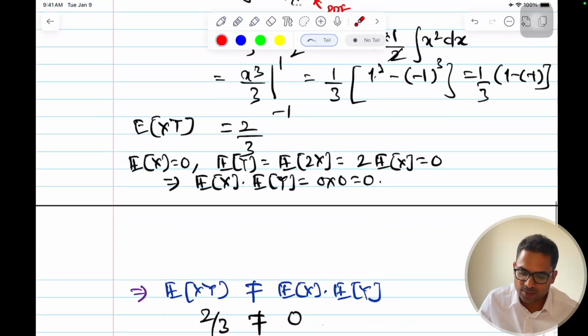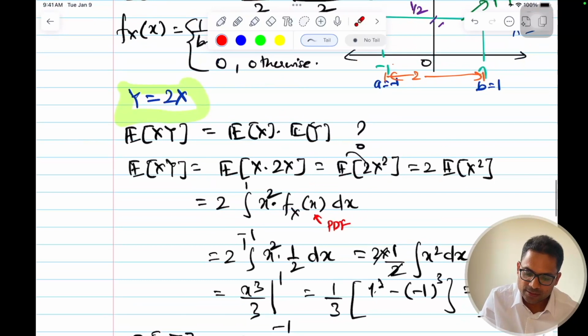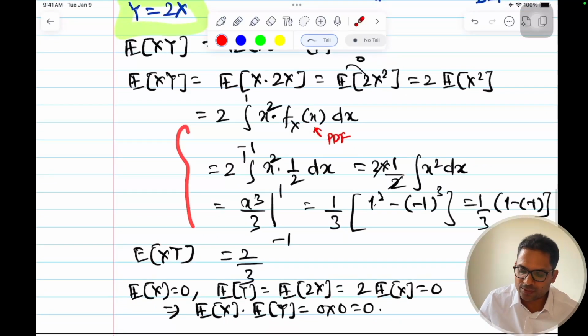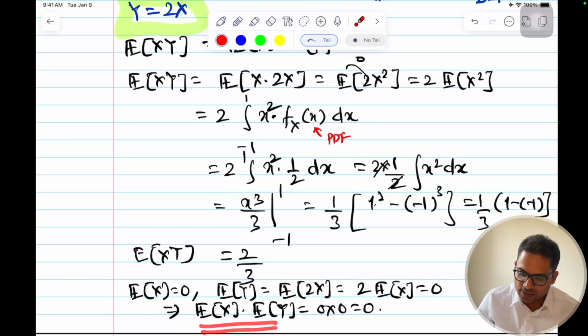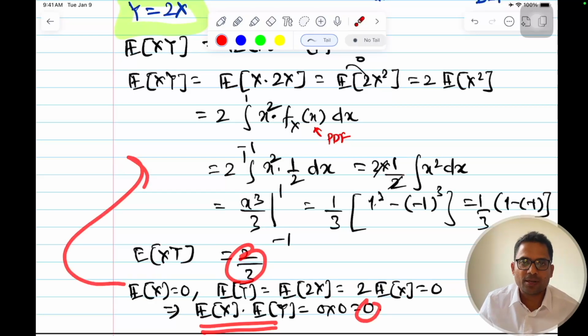We can see it clearly from here. Y is equal to 2x. There is a clear relation. Y is 2 times x. So these are related, not independent. If x changes, y will change. So there is a clear relation here. But we have proved this mathematically also, using their expected values, that if they are not equal, this means that they are not independent.